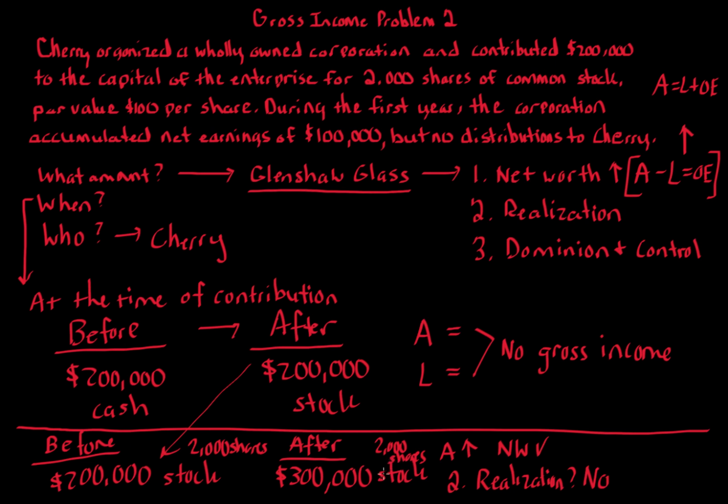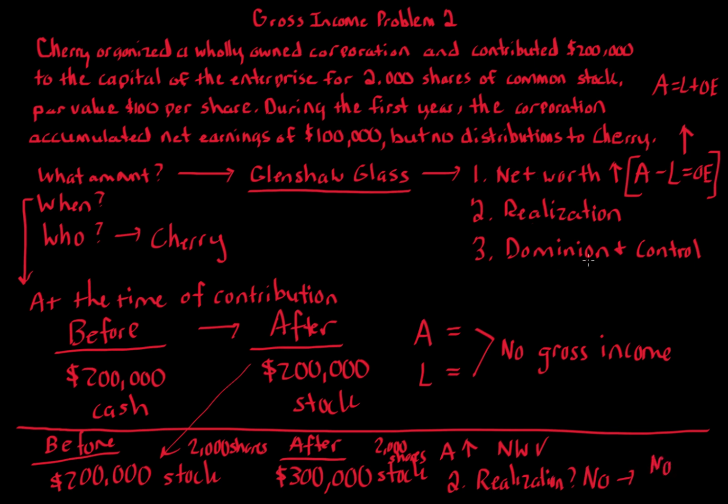If Cherry, for example, was to sell 2,000 shares to somebody for $300,000, you could separate the $200,000 that Cherry initially contributed from the $100,000 that Cherry now has after the first year of operations. That would be severable. But is there any event that allows that, like an exchange or some type of severance, some type of separation event where you can actually separate those things? Or even if the corporation distributed out that $100,000. Well, there is no distribution. So the realization is no. So therefore, there is no gross income because we do not have realization.